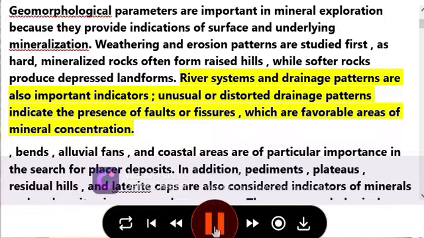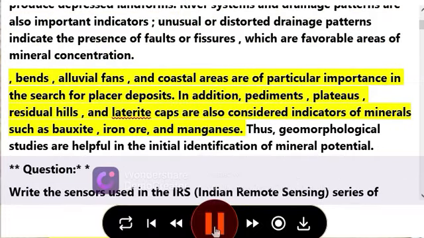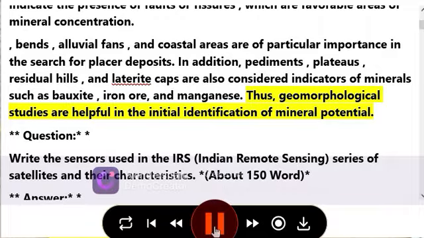Unusual or distorted drainage patterns indicate the presence of faults or fissures, which are favorable areas of mineral concentration. Bends, alluvial fans, and coastal areas are of particular importance in the search for placer deposits. In addition, pediments, plateaus, residual hills, and laterite caps are also considered indicators of minerals such as bauxite, iron ore, and manganese. Thus, geomorphological studies are helpful in the initial identification of mineral potential.